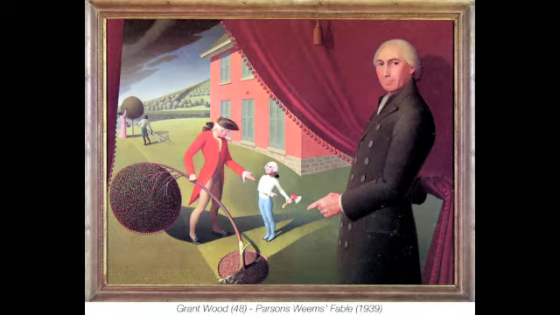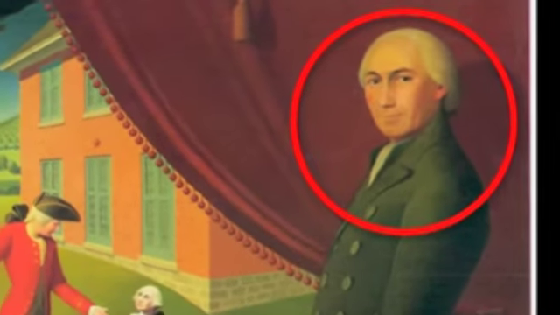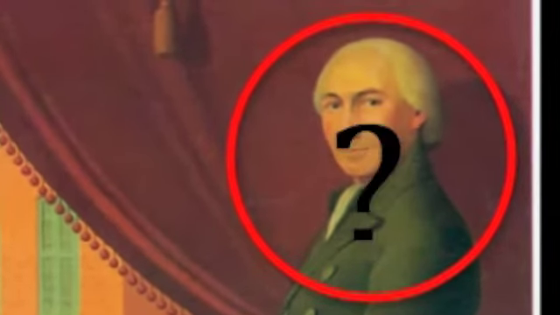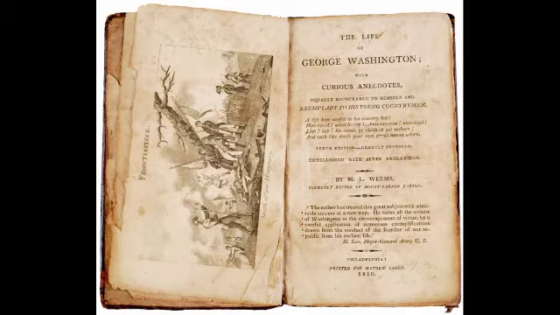If this painting is about George Washington, then who is the man in the very front pulling back the curtain? Well, in this case, he is very important, even though the story is about George Washington. His name is Parson Weems, and he was the one who wrote down the story about George Washington and the cherry tree.